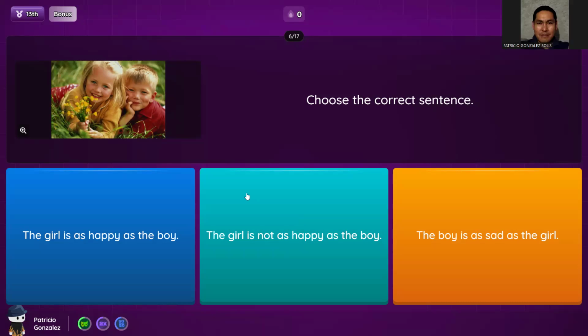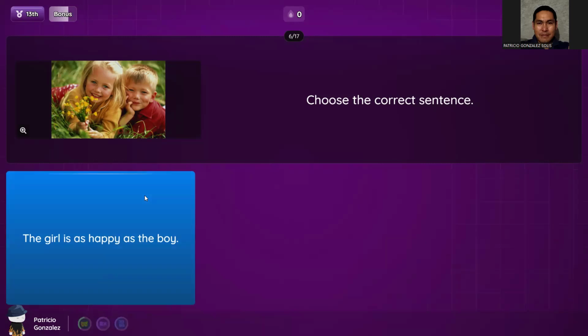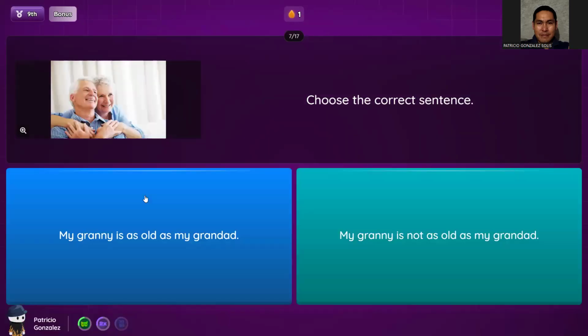Okay, but what about this one? The girl is as happy as the boy. So similarity. Okay. One more, my dear Alejandro Arturo. Grandparents. They are very similar, but I will say my granny is not as old as my granddad.